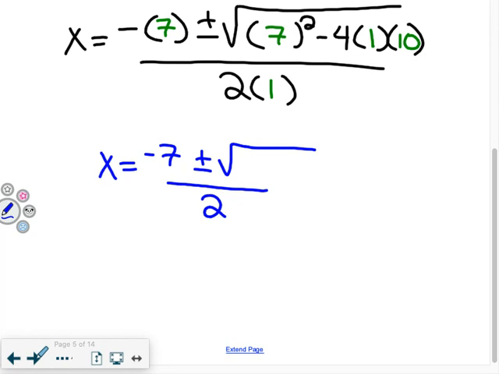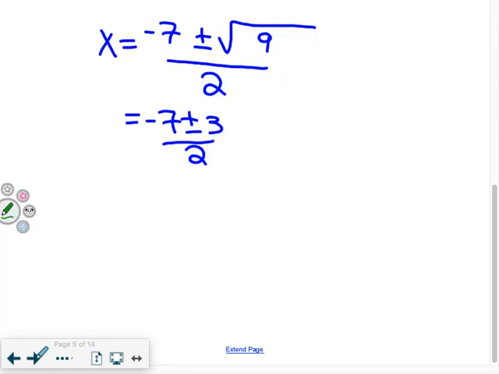Now we look at the square root here. 7 squared gives us 49. Let's just focus on this. 4 times 10 is 40, so we have minus 40. So if you have 49 minus 40, we can even go one step further and just know that that is 9. So now lucky for us, it's a nice square root here. This is really negative 7 plus or minus 3 over 2. And we have one step to go.